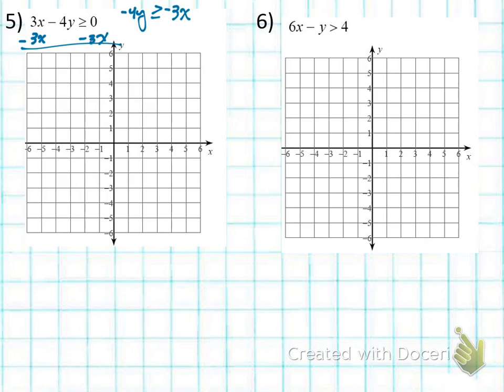Okay. Is y by itself yet still? No. What do I need to do now? Divide by what? Negative 4. We're dividing by negative 4. What happens when you divide by negative, everyone? And then you flip the inequality sign. So instead of greater than or equal to, it's going to be less than or equal to 3/4 x. There you go. Here's your form.